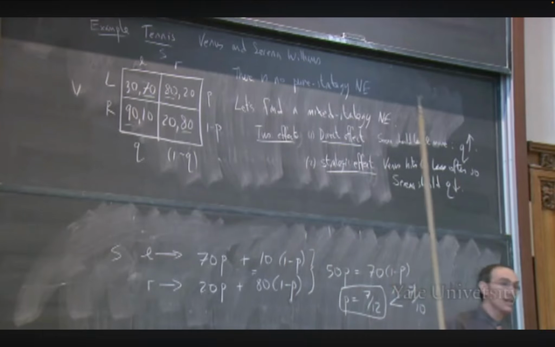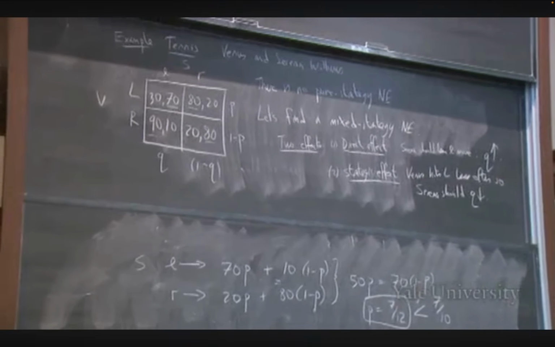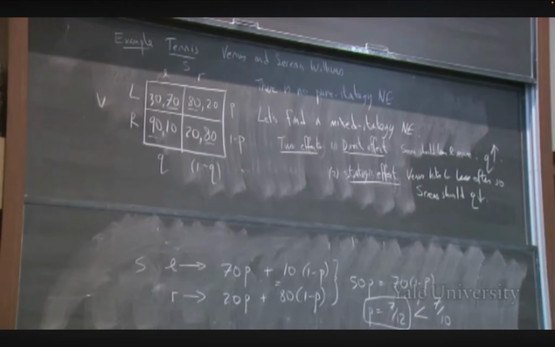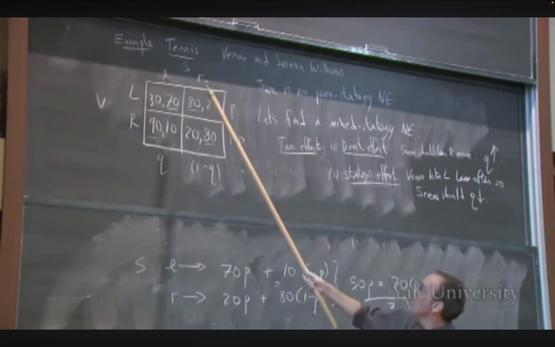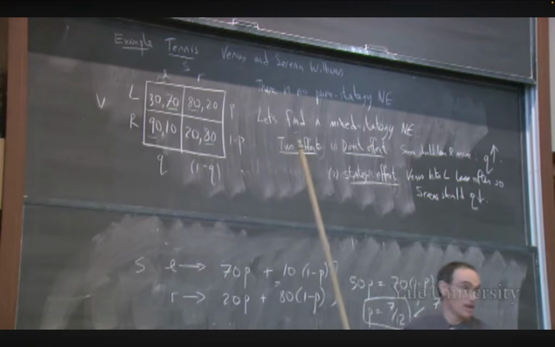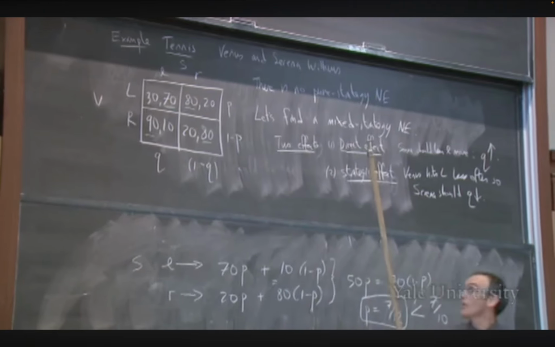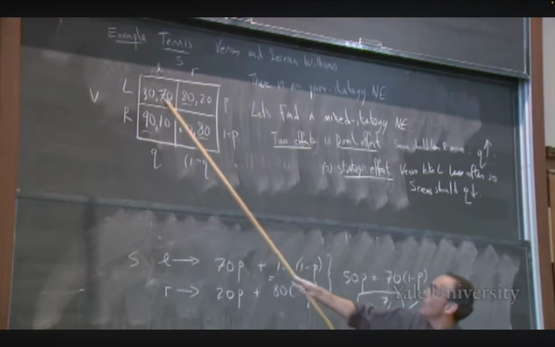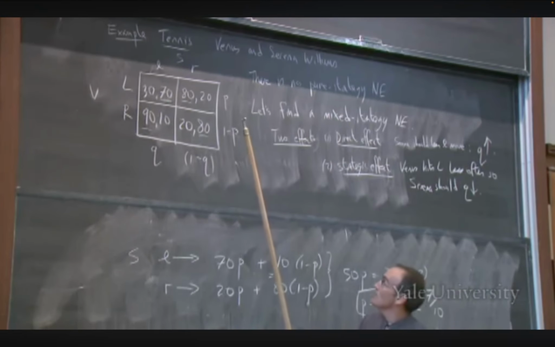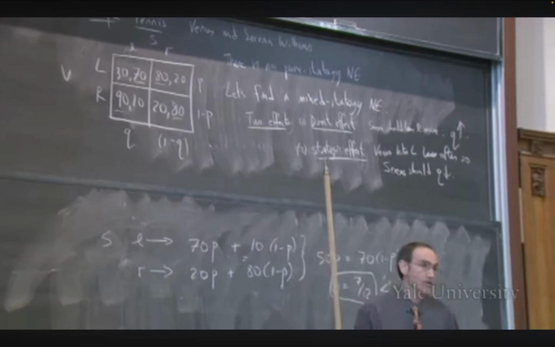Right, and conversely, if Venus hadn't changed her behavior, if Venus had gone on shooting exactly the same as she was, P and 1 minus P as before, then Serena would have only gone to the left. And that can't be an equilibrium, so something about Venus's play must bring Serena back into equilibrium. And what is it? It's that Venus starts shooting to the right more often.